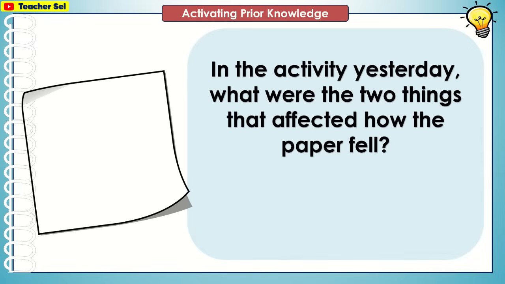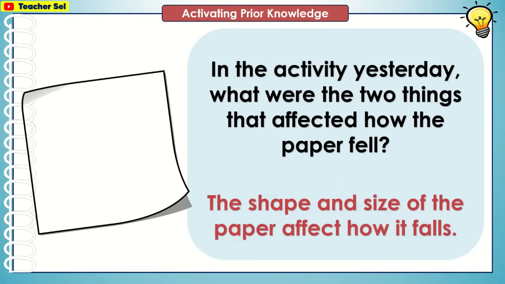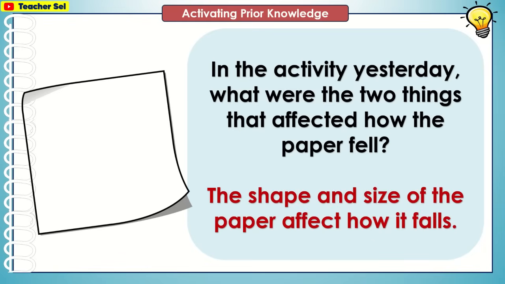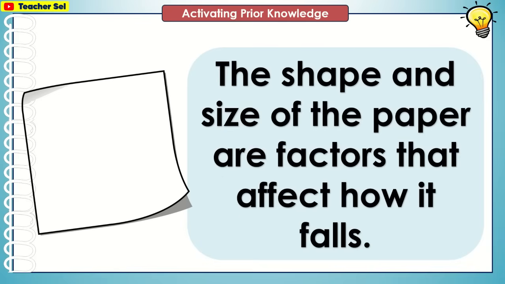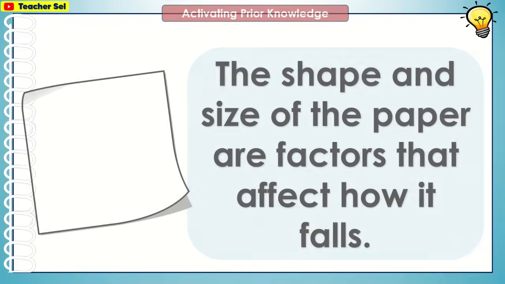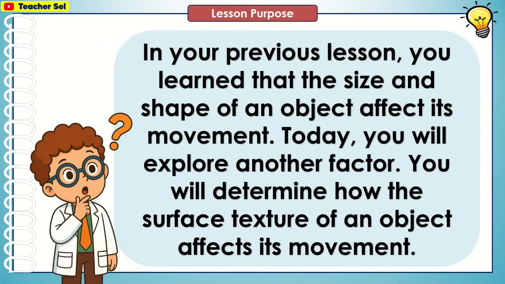In the activity yesterday, what were the two things that affected how the paper fell? The shape and size of the paper affect how it falls. The shape and size of the paper are factors that affect how it falls. In your previous lesson, you learned that the size and shape of an object affect its movement. Today, you will explore another factor. You will determine how the surface texture of an object affects its movement.